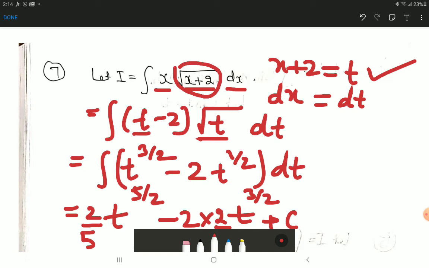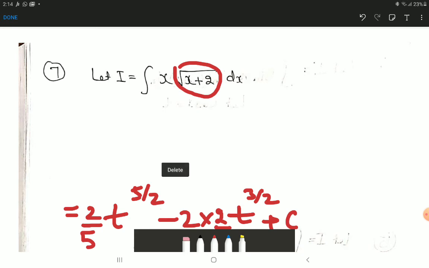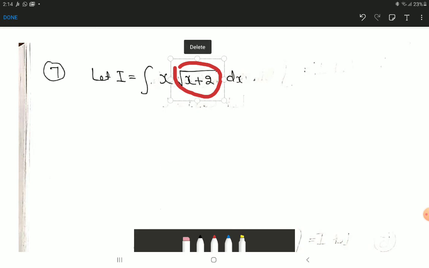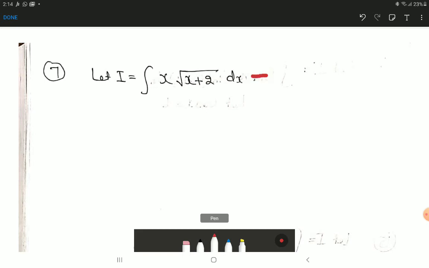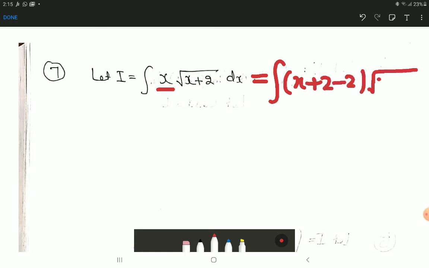Can we do it without using substitution also? Yes, of course we can do it. See how to do it without using substitution. Look here. It can be modified as x may be rewritten as x plus 2 minus 2, into square root of x plus 2, dx. So I have added 2 and subtracted 2.